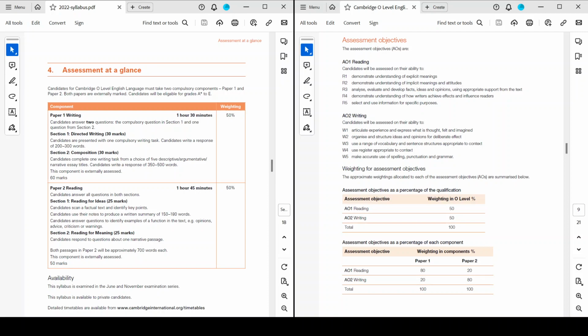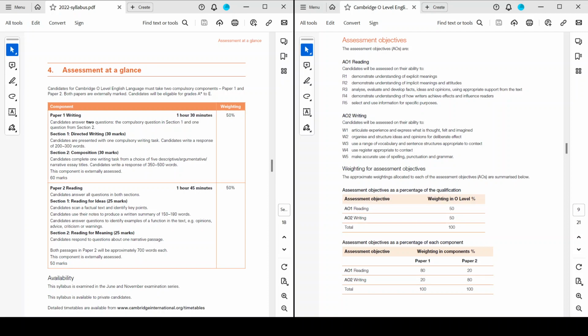And speaking about punctuation, the fifth writing objective: make accurate use of spelling, punctuation, and grammar. The spelling should be correct, the punctuation should be appropriate, knowing where the comma should be, the full stops obviously, and everything else. And grammar. Seriously, I mean, grammar.